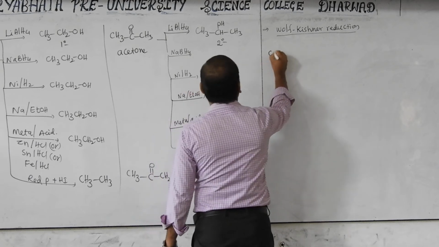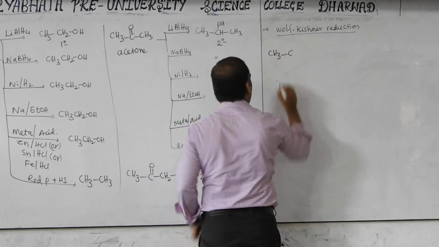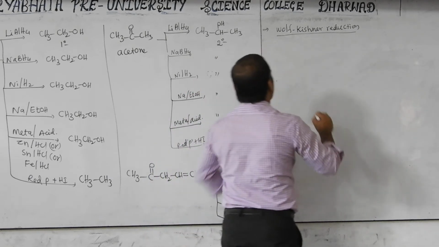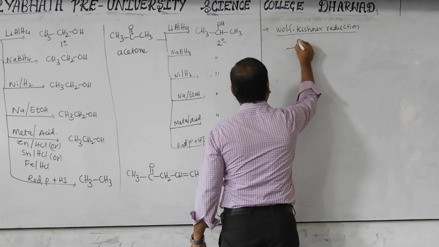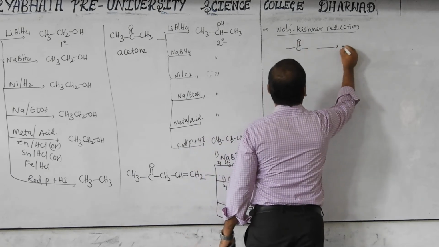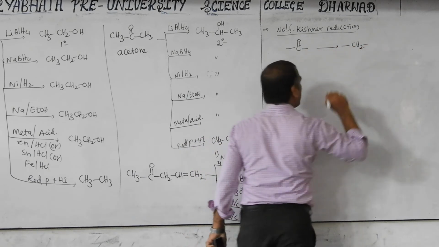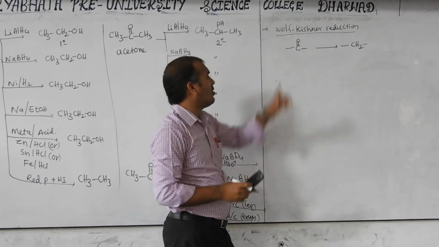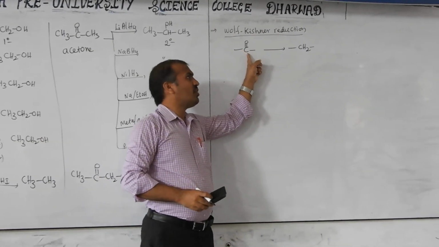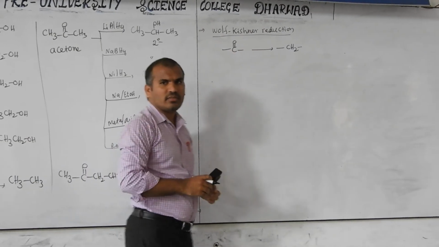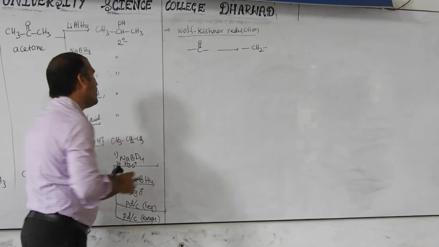So now one example, easy to identify for you. The C double bond O is converted to which form here? CH2. Wolff-Kishner reduction is what? C double bond O is converted to CH2. This is the one trick to remember that.